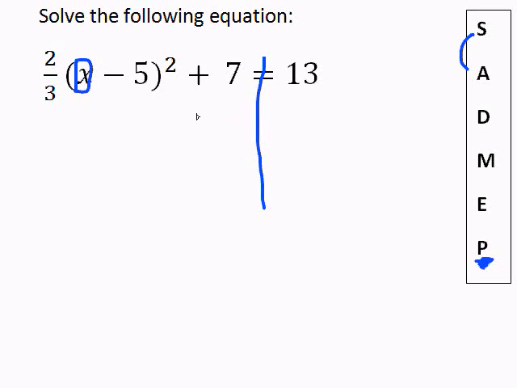So let's undo that plus 7 by subtracting 7 from both sides, giving us 2/3 times (x minus 5) squared is going to be equal to 13 minus 7, which is 6. Now we're left with a 2/3 times (x minus 5) squared.